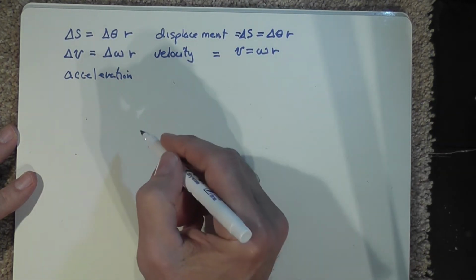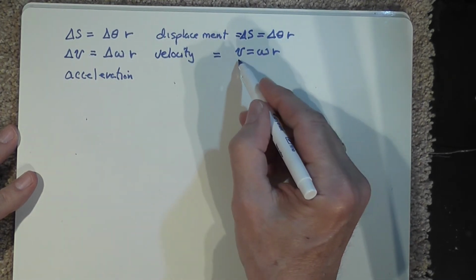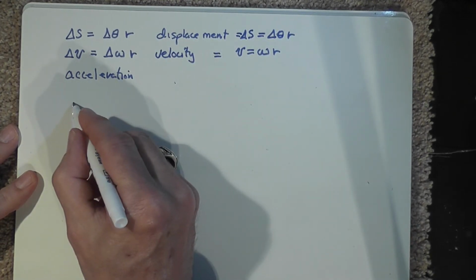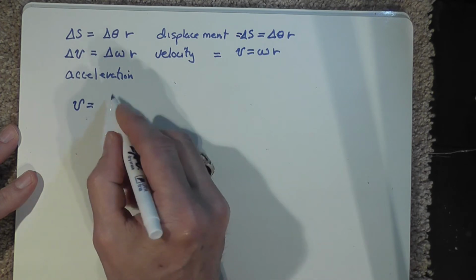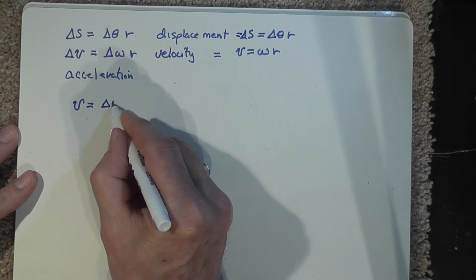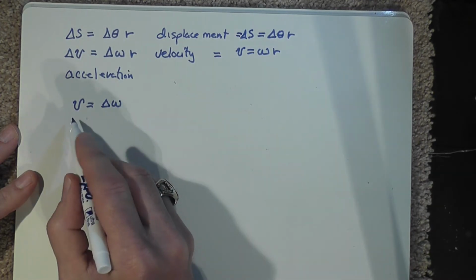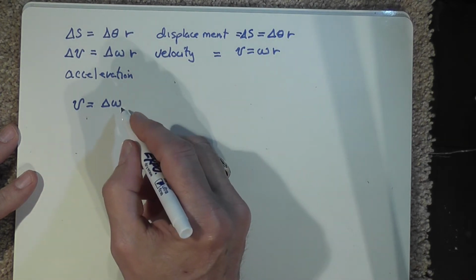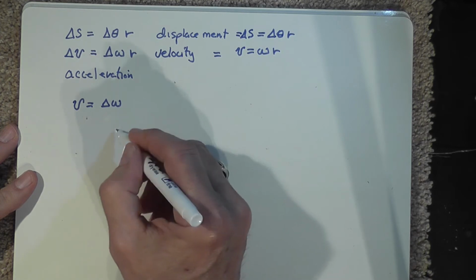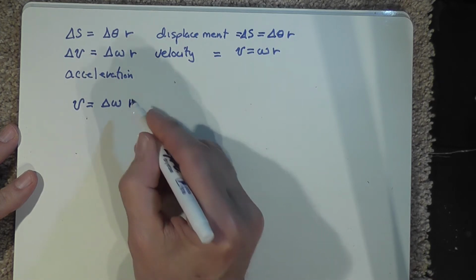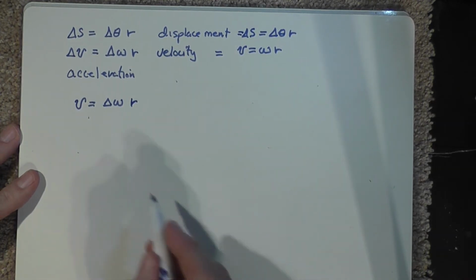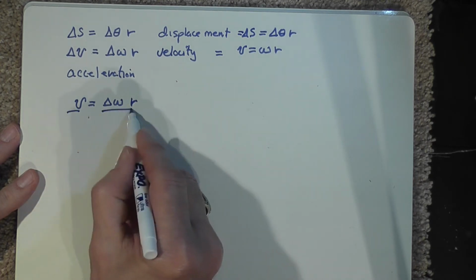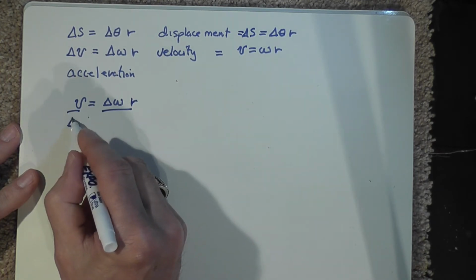Okay, now we're going to look at acceleration. So let's take our velocity equation. V equals omega R. We're just going to make an assumption that our delta V is equal to delta omega R. And we're going to do the same thing. We're going to divide both sides of the equation by delta T.